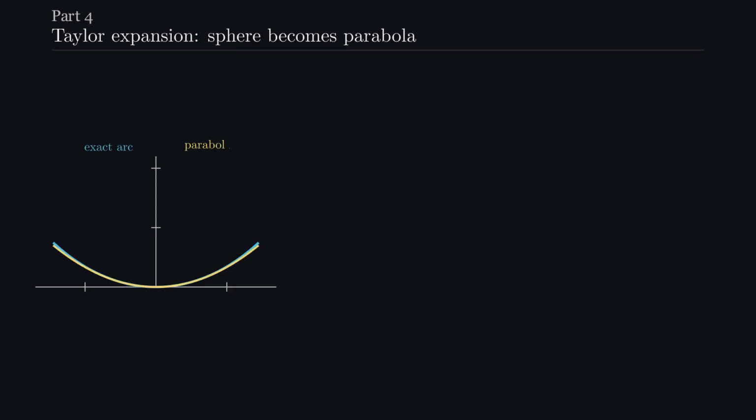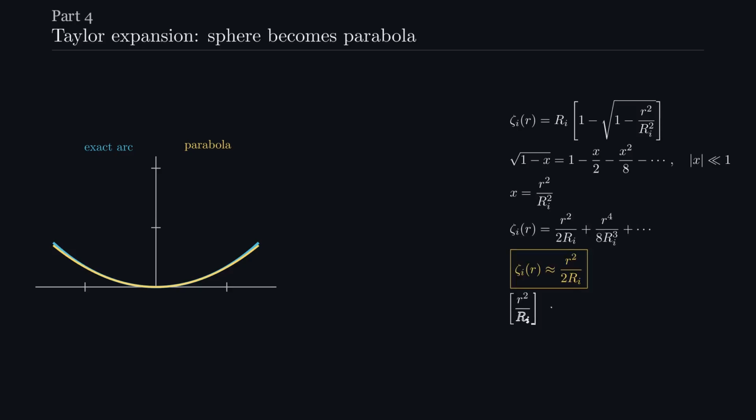Because the contact radius is much smaller than the sphere radius, r over Ri is small. Rewrite the exact sag and use the Taylor expansion of square root of 1 minus x. Keeping the leading term gives zeta I approximately r squared over 2 Ri. The exact circular arc and the parabola nearly coincide close to the contact point.